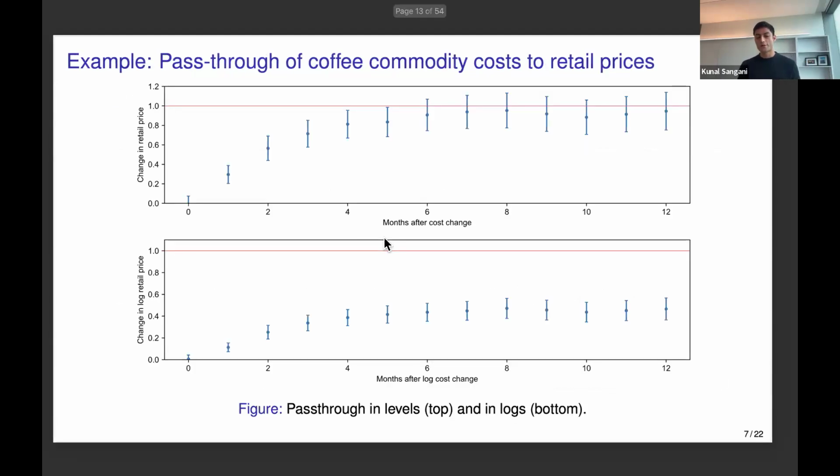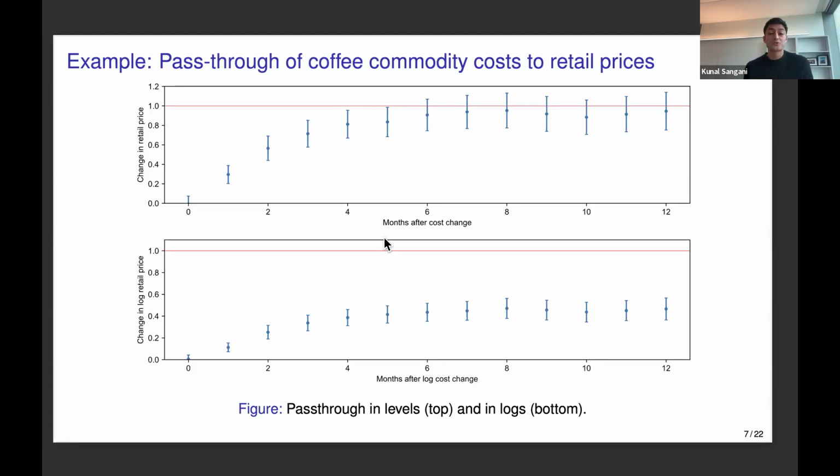And so here's what that looks like for coffee. The top panel is showing you the pass-through in levels, and you can see that the retail price responds with somewhat of a delay, but by 6 months, the pass-through in levels of a commodity cost change to the retail price is indistinguishable from 1, and it hovers right around there thereafter. You can extend this plot out further and you'd see it staying right around 1. So it looks like complete pass-through in levels of these commodity cost changes to prices.